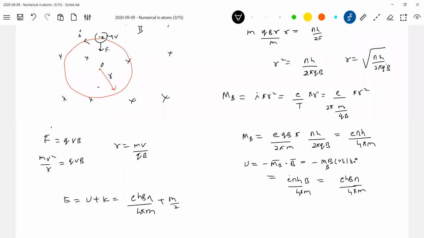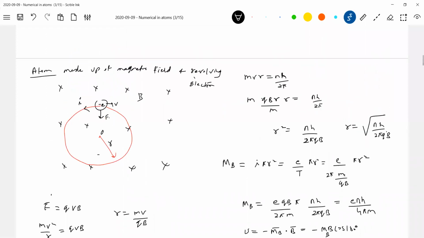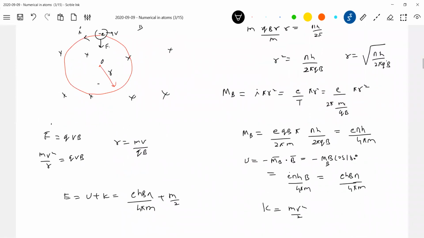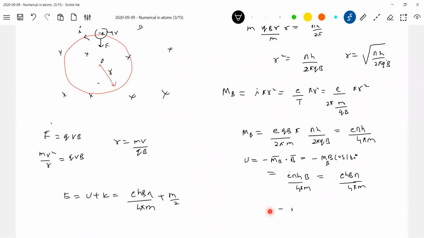What is the expression for V? I think we should bring the expression for kinetic energy. Let me solve it, mv squared by 2. Before that, we need the expression for V, no? We'll derive the expression for V. What is R? nh by 2 pi QB. Let me write this equation equal to m QB into V. So V should be equal to nh QB, and m will come outside. This is mv squared, so 1 by m.